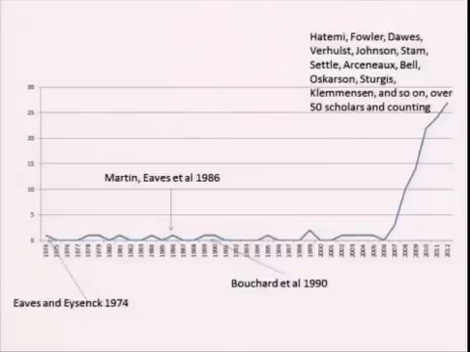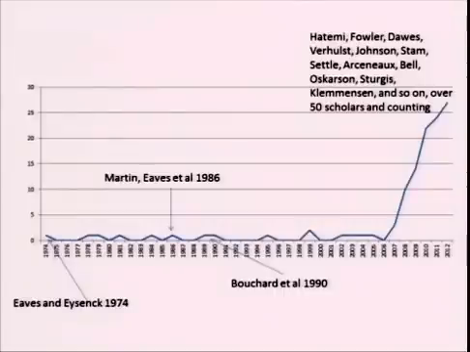And so I just put this little graph together of the number of publications per year on genetic influences on attitudes. And the first one was Eaves and Eysenck in 74, and then the Martin et al. paper in 86, and then Tom Bouchard and others started picking up in the 90s. And around 2007, this massive jump of interest in the field.